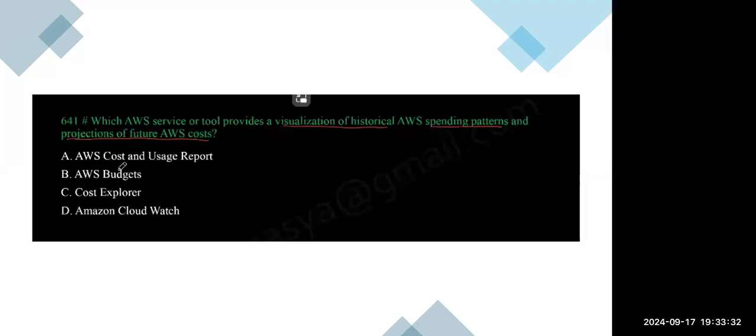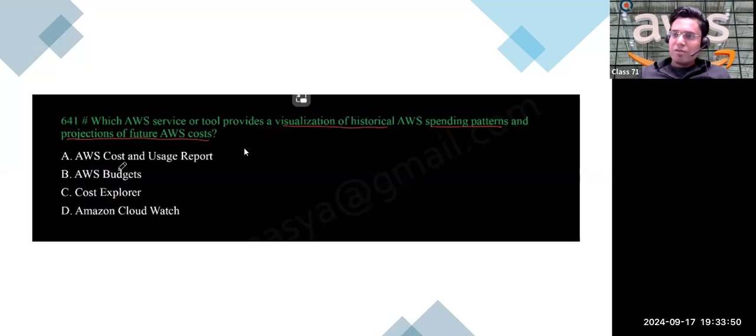Steven, you are saying something? I might be wrong, but which AWS service or tool provides a visualization of historical AWS spending patterns and projections of future AWS costs? I don't know, I probably would have got it wrong. Okay, basically visualization is the confusing thing. This is a tool that provides visualization and historical spending patterns. They give you the interface and some visualizations, you can click on historical, and you can find everything related to costs.